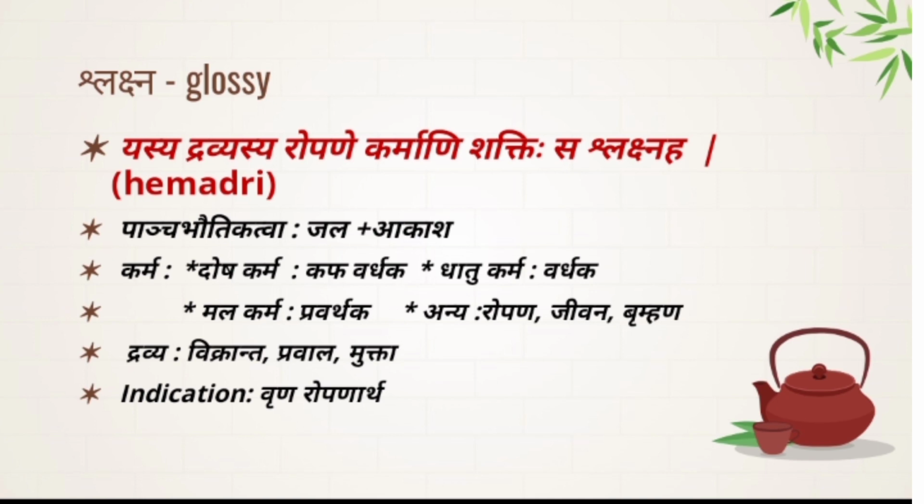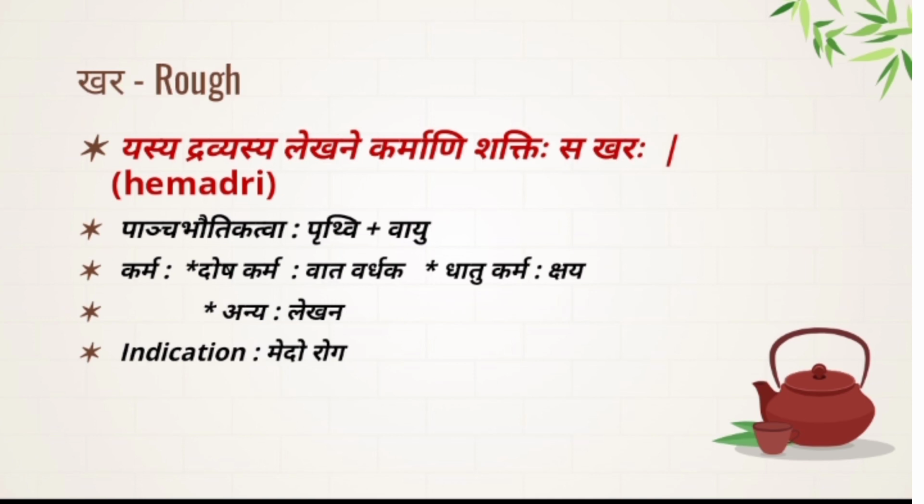So what are the dravyas? Like vikranta, pravala and mukta. Vikranta is nothing but the vaikranta, indicated in vrunaropanartha. Khara, that is nothing but rough. Yasya dravyasya lekhane karmani shaktihi sa kharaha. The one which scrapes the body elements, which scrapes the dhatus of the body is nothing but the khara guna. So when it scrapes, it should be indicated in high cholesterol levels in obese patients.